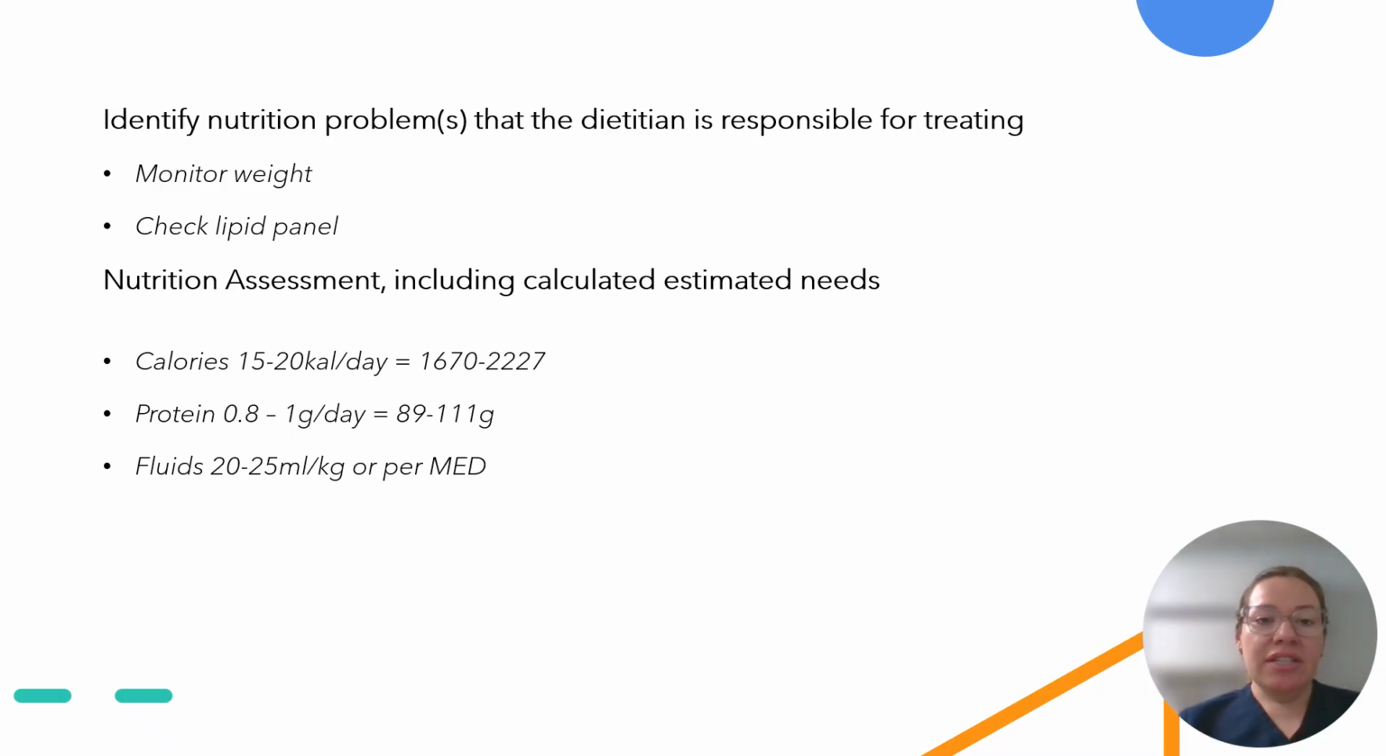So my nutrition assessment includes calculating the estimated needs, which I put at 15 to 20 kilocalories per day, and protein 0.8 to 1 because she also has diabetes, as we remember in the past history, and the fluids I will say 20 to 25 because she had a lot of fluid in her stomach, and also I put per MD the recommendation of the fluids from the nephrologist because I think she is having a little problem with the kidneys too.